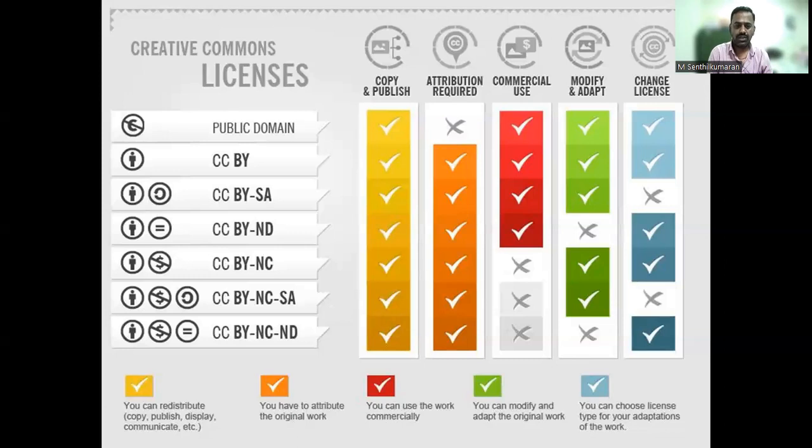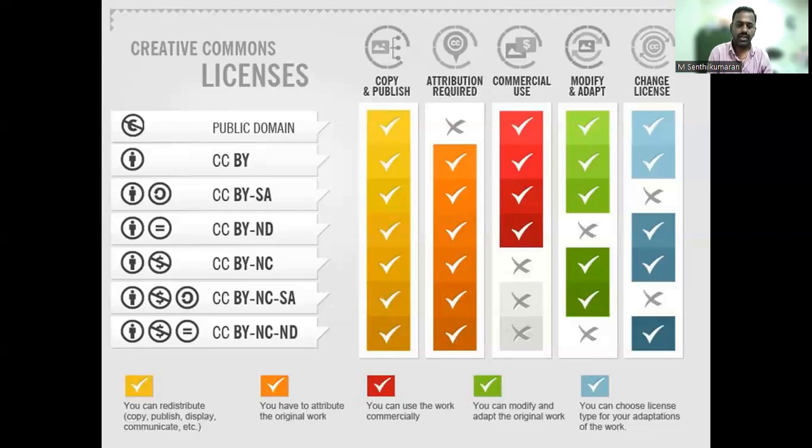Where attribution non-commercial is concerned, we can copy and publish, and attribution is compulsory. It cannot be used commercially. We can modify and adapt. We can change the license of it. Whereas in case of attribution non-commercial share alike, we can copy and publish. Attribution is compulsory, but it cannot be used commercially. We can modify and adapt, and we cannot change the license.